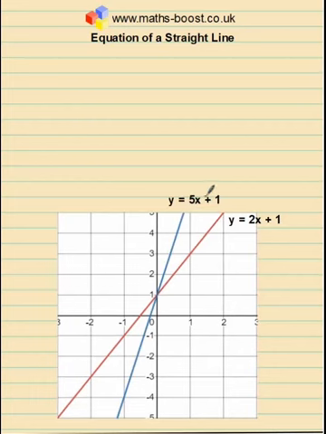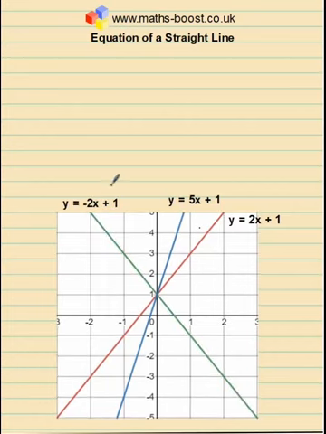Here's another equation of this straight line, and here we can see this time the number in front of the x, 5, represents a gradient of 5, and it is steeper as we expect, and the number on the end, plus 1, it crosses the y-axis at plus 1, exactly the same as the other line.